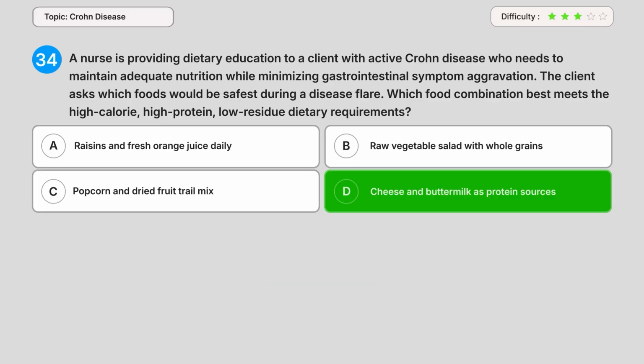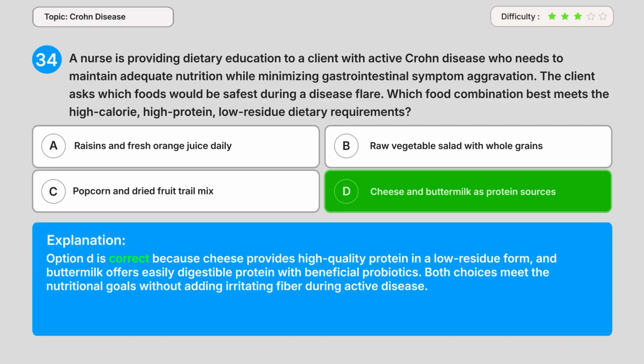Correct answer, D. Cheese and buttermilk as protein sources. Explanation. Option D is correct because cheese provides high-quality protein in a low-residue form, and buttermilk offers easily digestible protein with beneficial probiotics. Both choices meet the nutritional goals without adding irritating fibre during active disease.